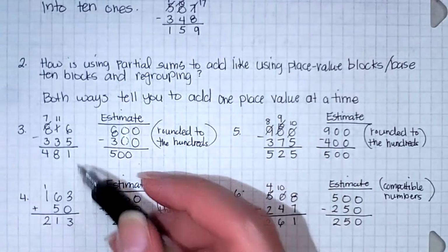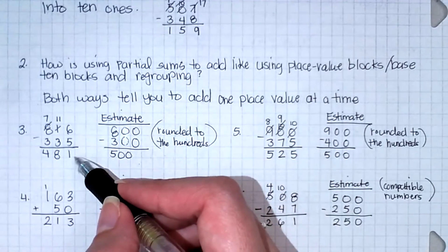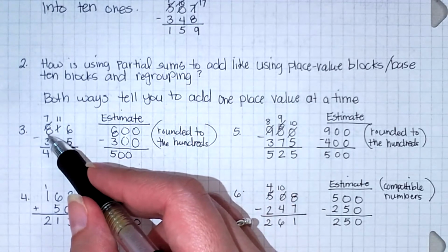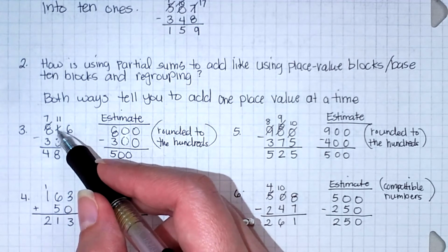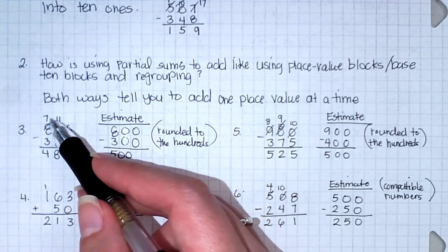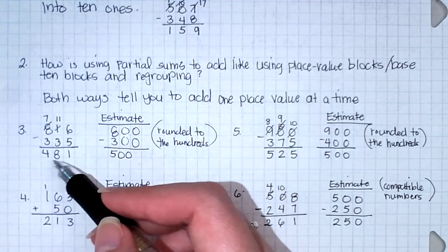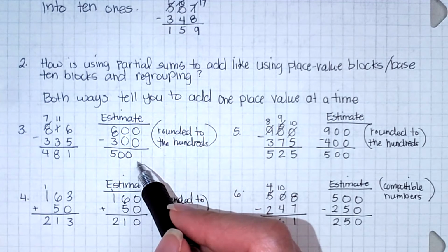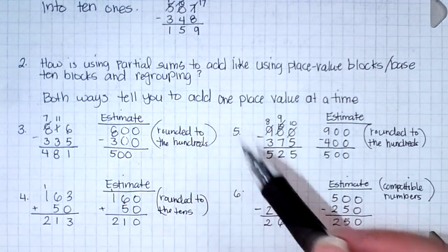So then I stacked and subtracted. 6 take away 5 is 1. I couldn't do 1 take away 3, so I had to borrow a group of 10 here. I had to regroup. So this became 11 take away 3, which is 8. And now this, since this was a 7, 7 take away 3 gave me 4. So 481 is close to 500. So I know my answer is correct.